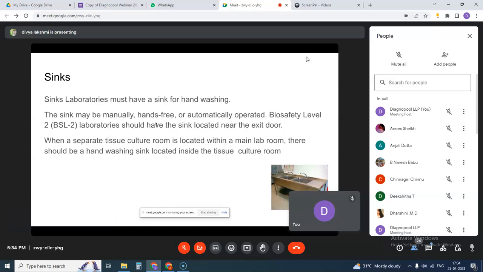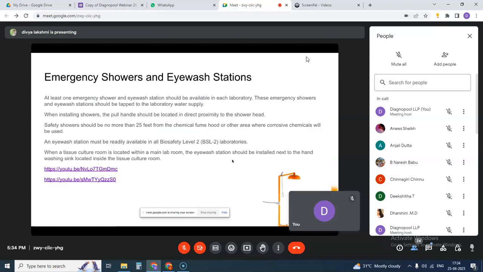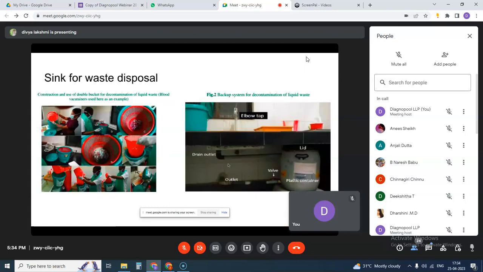Sinks, all the labs should have at least 2 sinks. Especially if it is a BSL-2 lab, the sinks should be situated near the exit doors. If a separate tissue culture room is there, make sure one sink is there in the tissue culture room as well. And don't mix up those sinks with the waste disposal sink. The sink for the waste disposal area should again be separate. And the drain outlet should be connected to the proper drainage system or to the STP tanks.